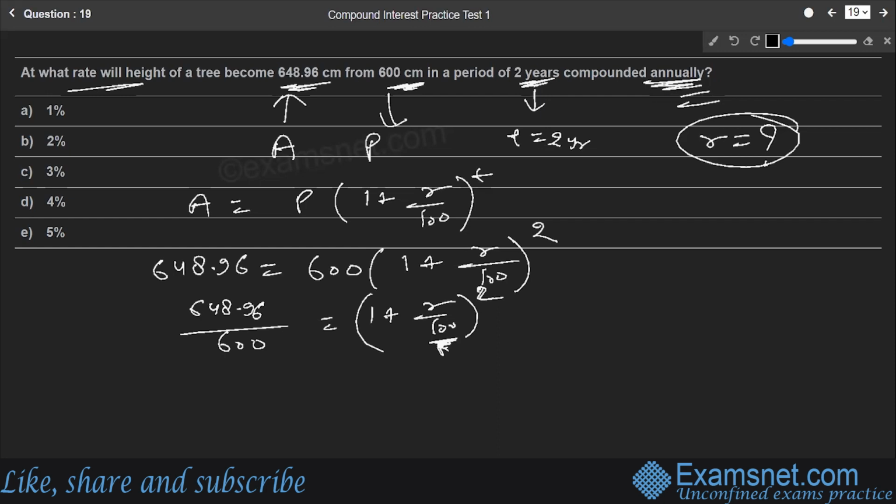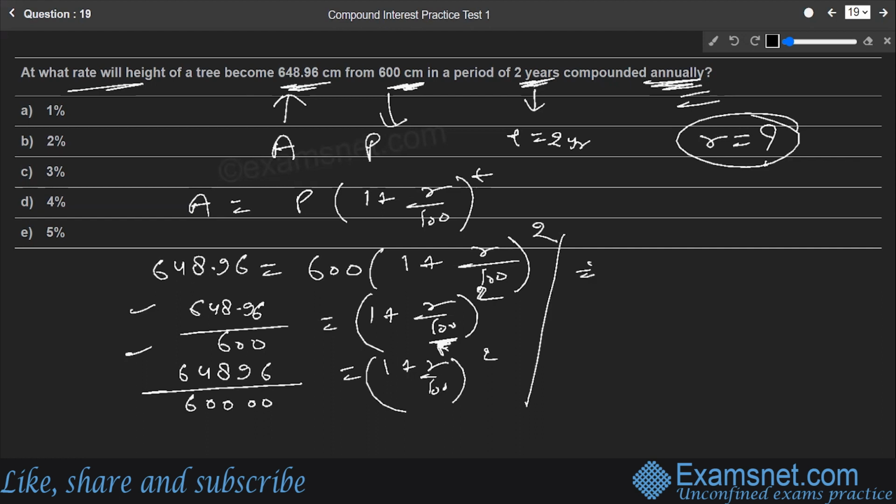To make the left hand side 10,000, I need to multiply both the numerator and the denominator by 100. If we do that, it becomes 648.96, and that will remove the decimal in the numerator also. 648.96 divided by 600 and double zero more, equals 1 plus R over 100 whole square. If we take this further, these two numbers can be cut by 6. On the left hand side we receive 10,816 divided by 10,000 is equal to 1 plus R by 100's whole square.